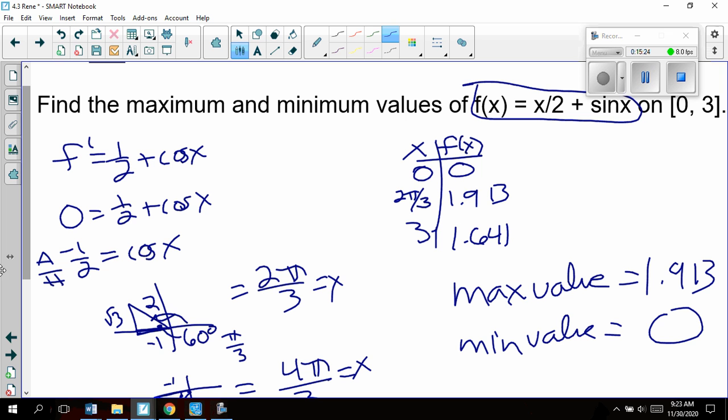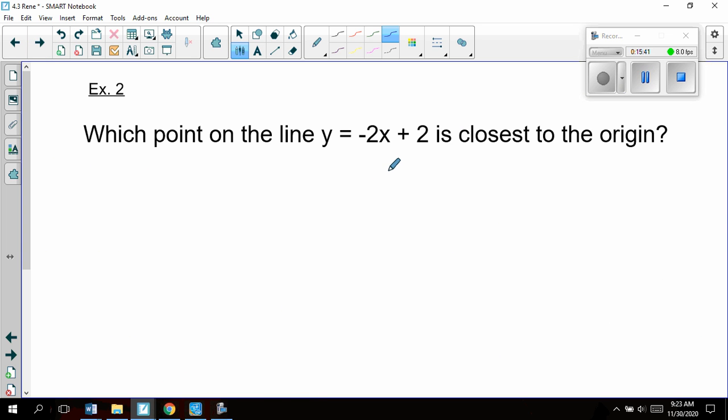I know we've been marking lots of kids' quizzes the last couple, and they write points or the x value. Max and min values are the y values that are the highest and the lowest on that interval. Those are your highest and lowest y values on that interval. Okay. All right, example 2.